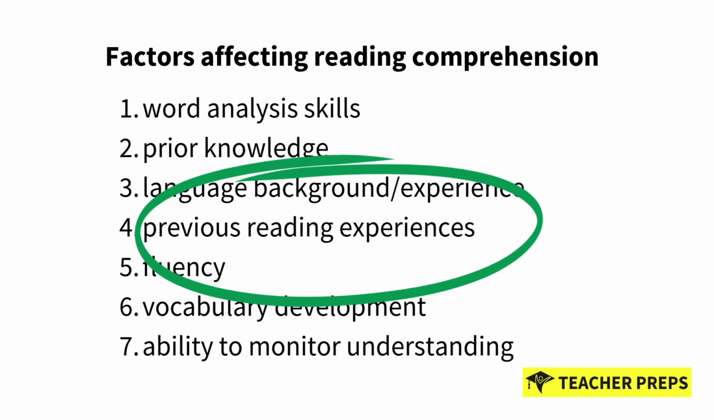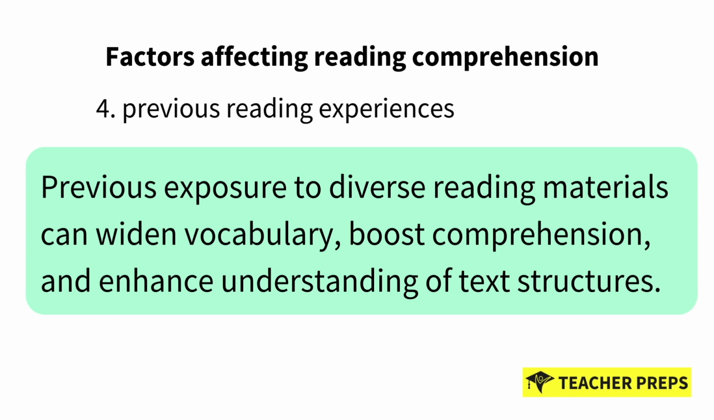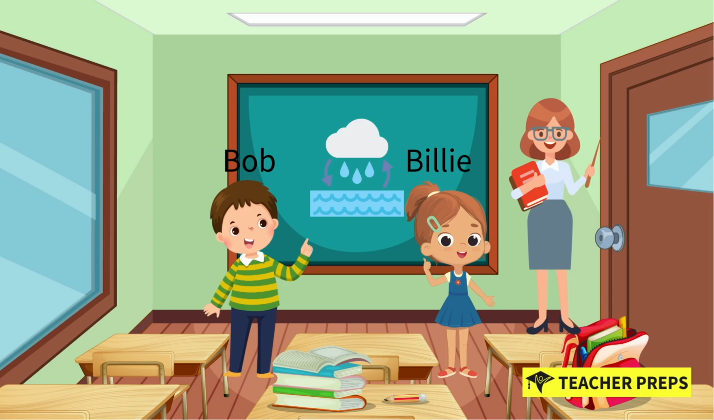Let's now move on to topic number 4 of factors that affect reading comprehension, which is previous reading experiences. Let's start with some background information. Previous exposure to diverse reading materials can widen vocabulary, boost comprehension, and enhance understanding of text structures. This factor is very similar to the example given before, how Billy already read about the water cycle, so her previous reading experience will positively affect her comprehension when she reads a new book about the water cycle in class.